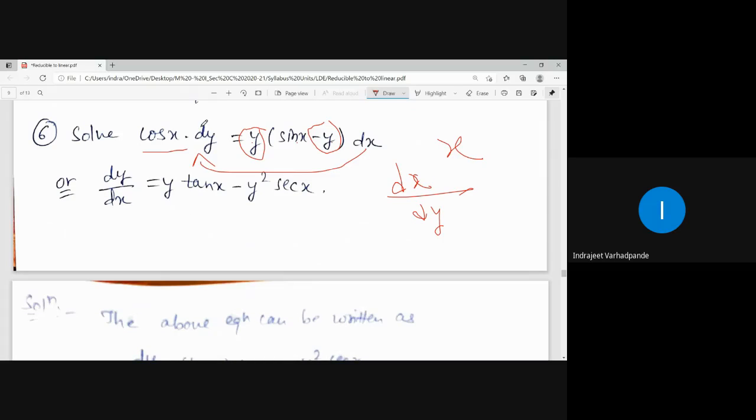So very first step, either the question will be given in this pattern or the question will be given to you in this way. If the question is dy by dx is equal to y tan x minus y square sec x, it gives the direct hint that some power of y is multiplied on the RHS with a function of x, by which we have to divide both sides. I hope this is clear to everybody.